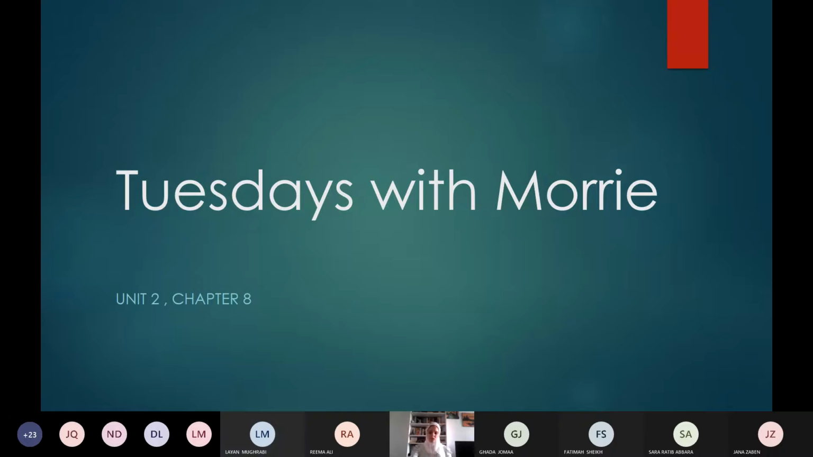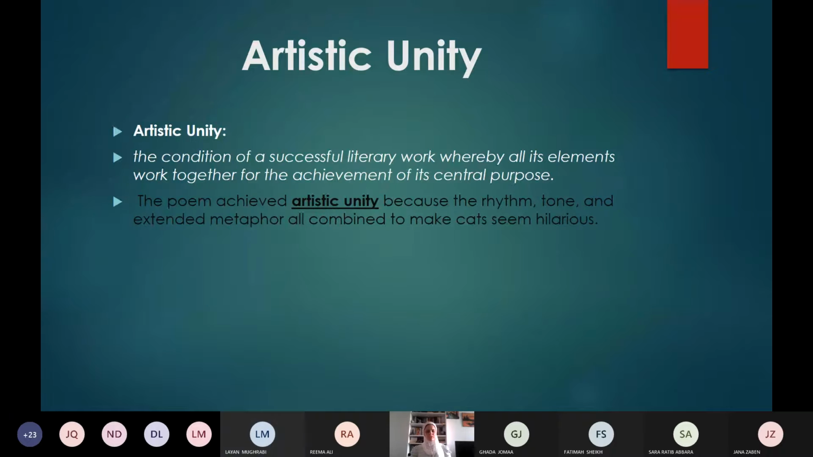Before we start the excerpt, we get to meet the academic vocabulary. Number one, artistic unity. What is artistic unity? Artistic unity is the condition of a successful literary work. A successful literary work should have all its elements working together for the achievement of its central purpose.